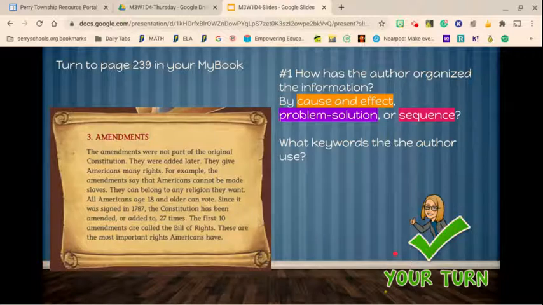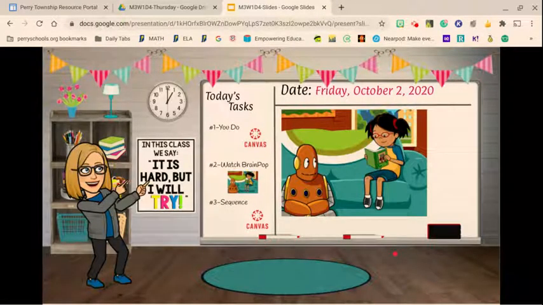All right, so for your assignment, the first one you're going to do is read the amendments, and you're going to look for how the author organized the information. Is it by cause and effect, problem and solution, or sequence? You're also going to look for the keywords the author used. There are a couple keywords in here. After you do that, you will watch a Brain Pop video on sequencing, and then there is a short activity on Canvas where you will read the Brain Pop comic and sequence the events in the comic.